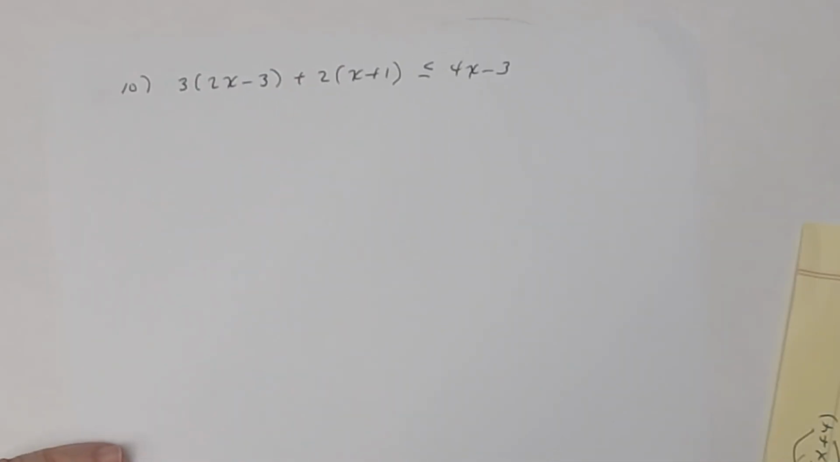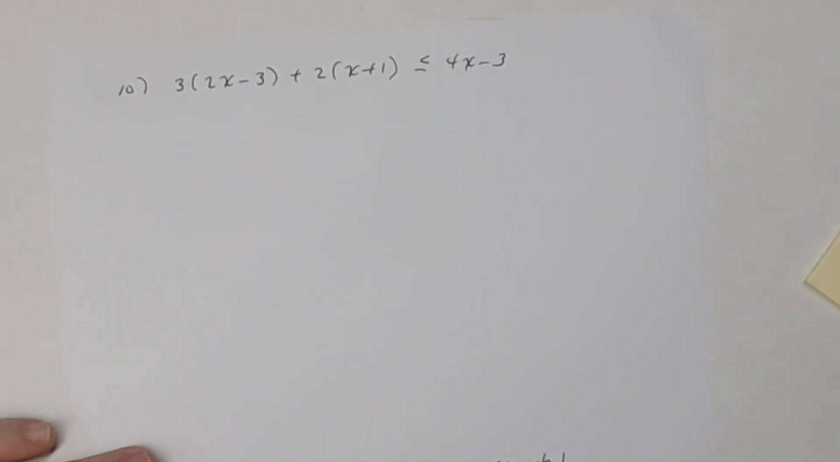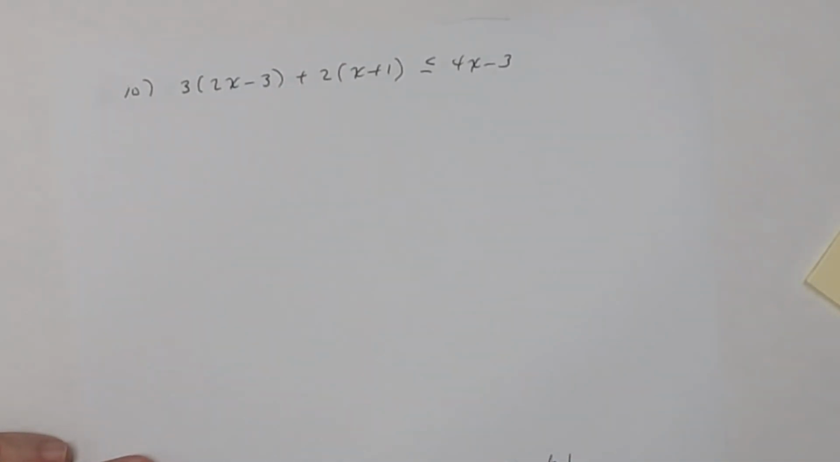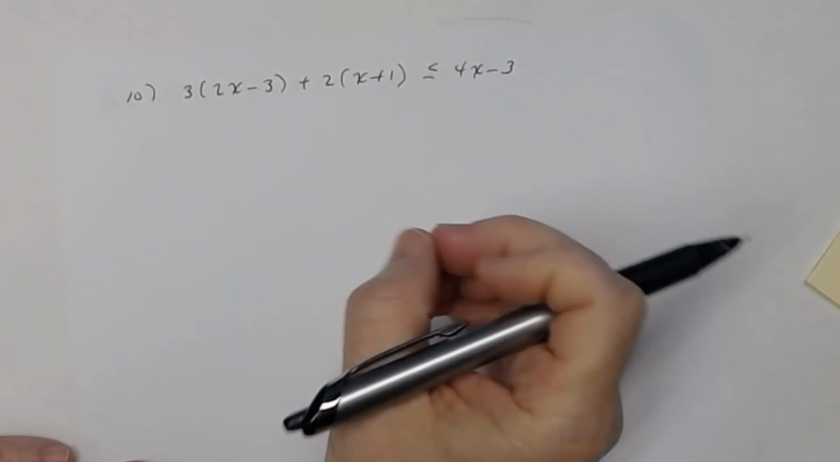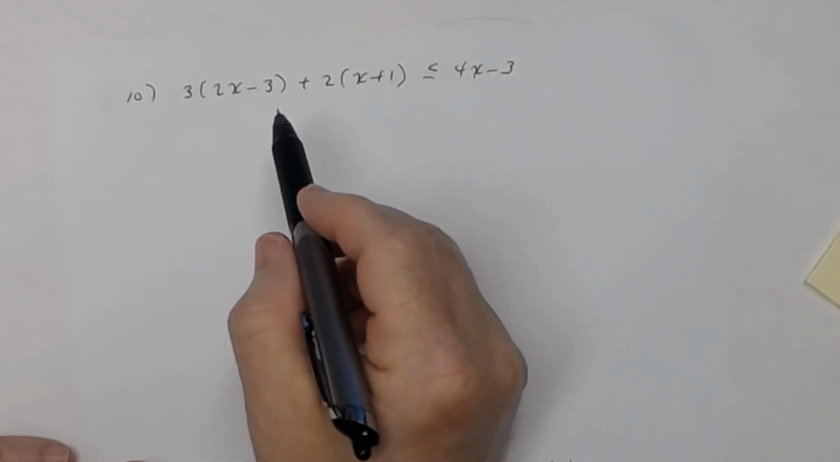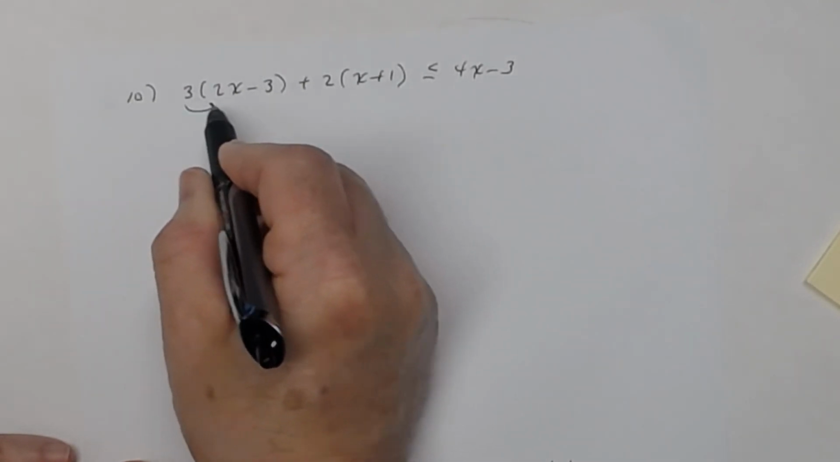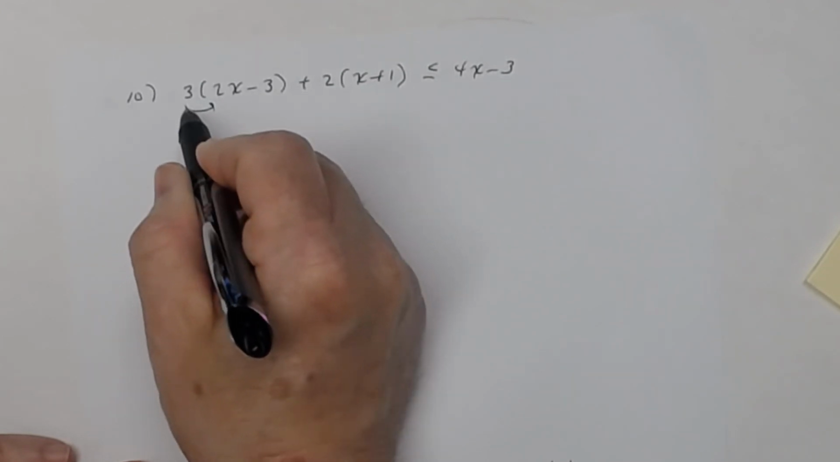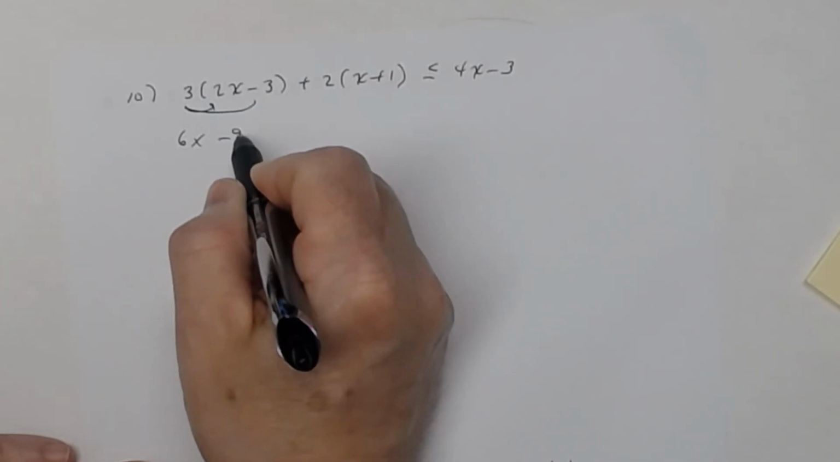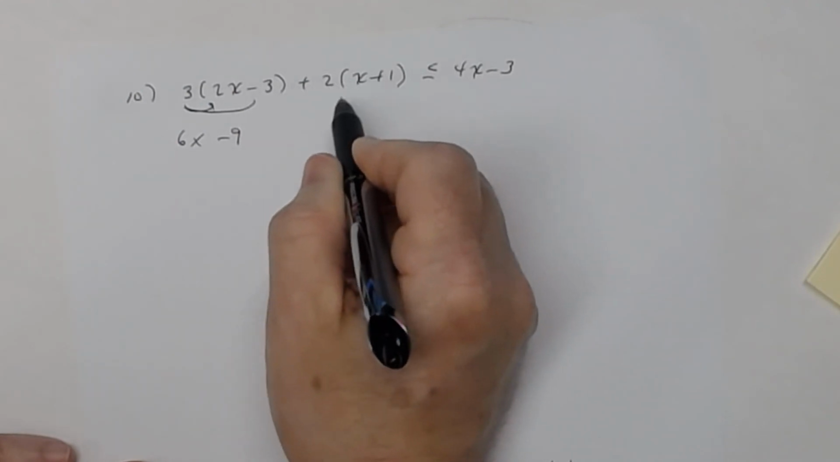Okay, number 10, you want to solve this linear inequality. Remember, you're going to solve a linear inequality just like you would a linear equation, except there are some properties you have to be aware of. So we're going to use the distributive property first. 3 times 2x is 6x. 3 times a negative 3 is a negative 9. And then over here, we're going to distribute the positive 2.